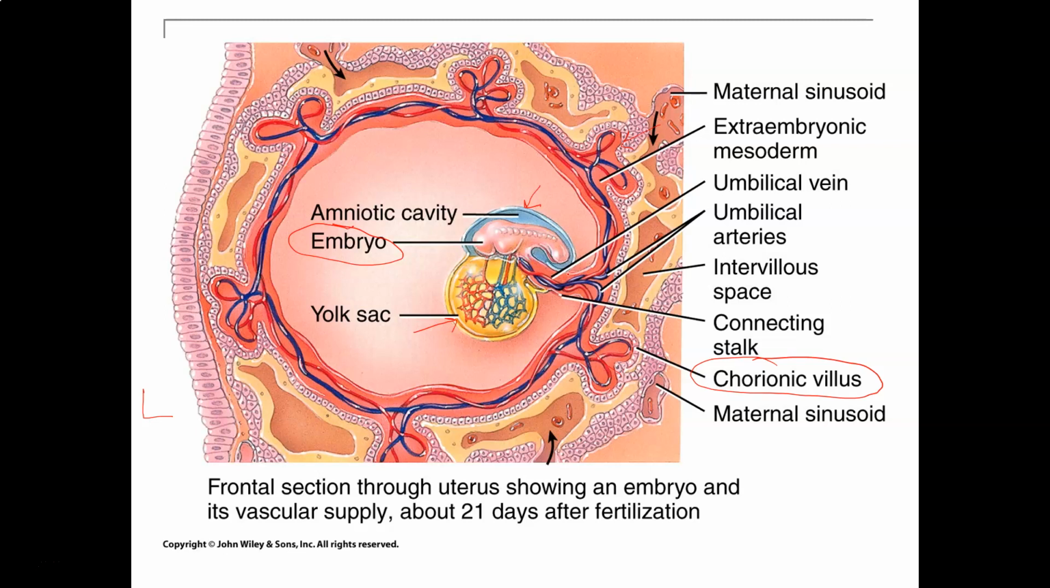Also notice that the embryo is attached to the chorion by a cord-like structure, the umbilical cord, or umbilicus, and in it is an umbilical vein and 2 umbilical arteries. And there's a blood vessel connection between the embryo and these chorionic villi, soon to become the placenta.